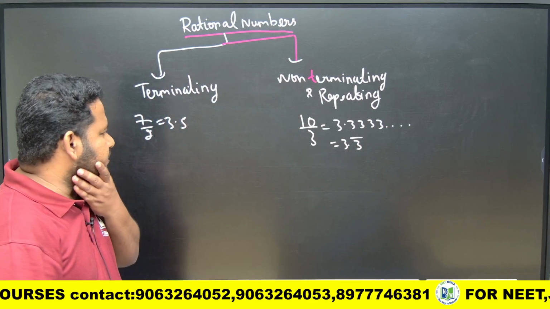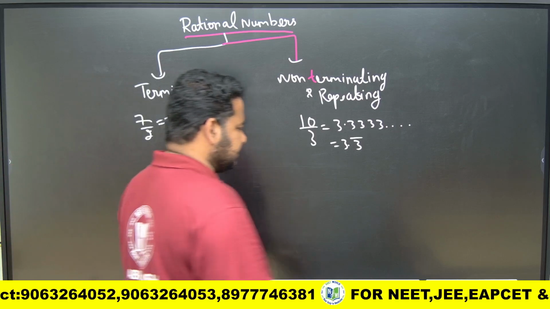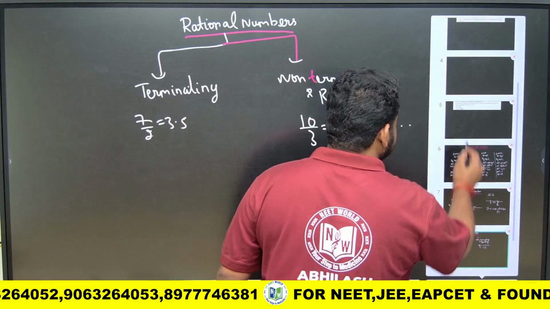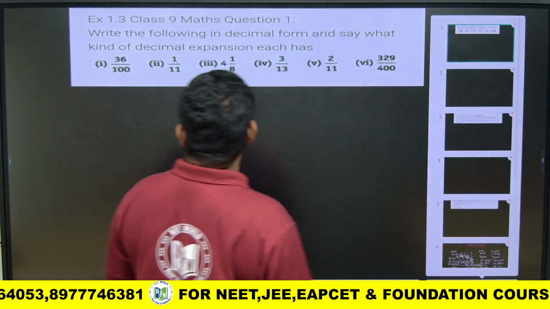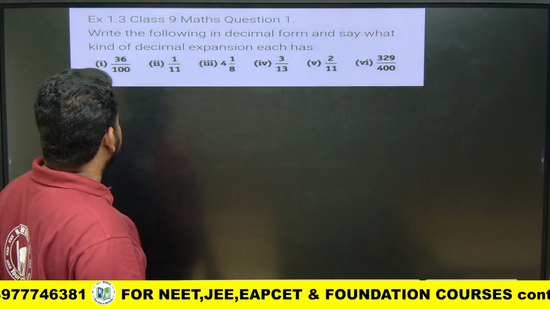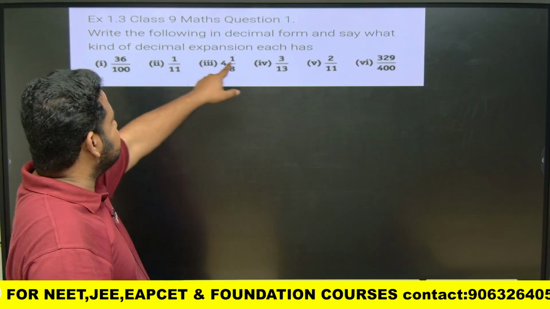Now, based on this, there is an exercise, that is 1.3. So let us understand what is given in that exercise. Let us solve some questions. In exercise 1.3, they are telling us to write the following in decimal form and say what kind of decimal expression each has.